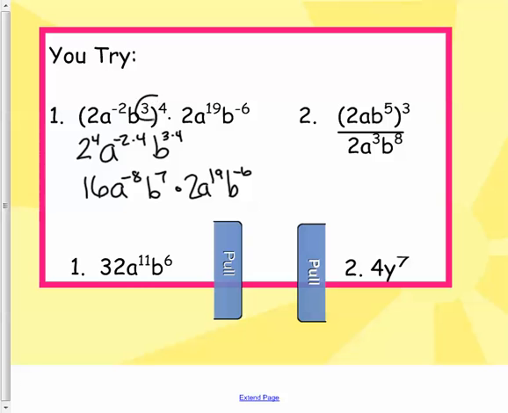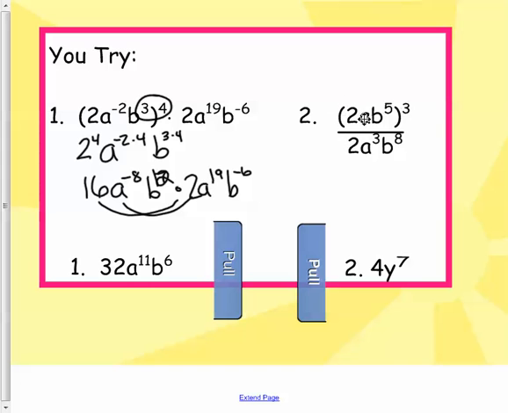I don't know why I added here. I'm sorry, that's supposed to be a 12. I apologize. So now I can multiply my 16 times my 2 and get 32. Multiply my a's times each other, and I have a negative and a positive, so they subtract. 19 minus 8 gives me the 11, and b to the 12th power minus b to the 6th power, 12 minus 6 gives me 6.